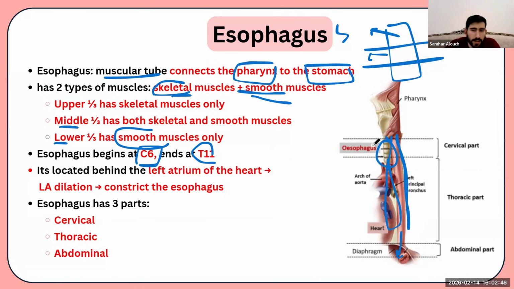I think you guys finished CVP. So the left atrium is the most posterior structure. If it's dilated, it's going to compress the esophagus and cause dysphagia, or inability to swallow.